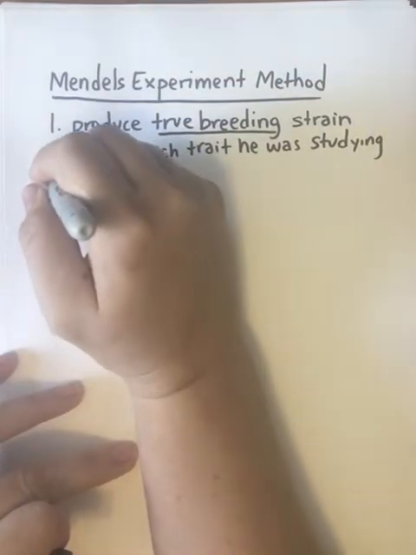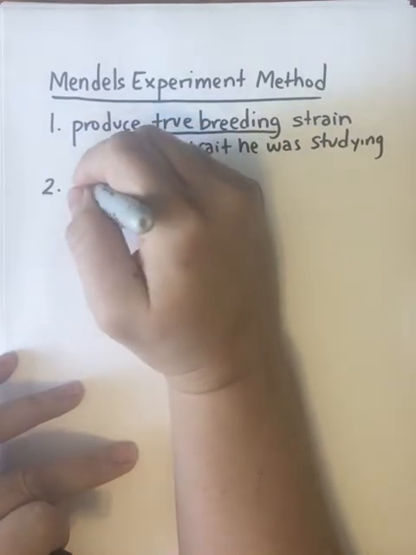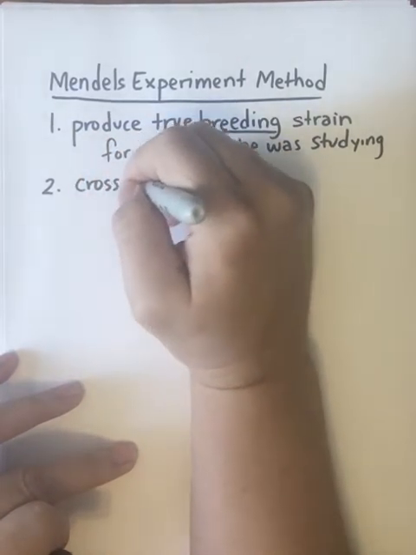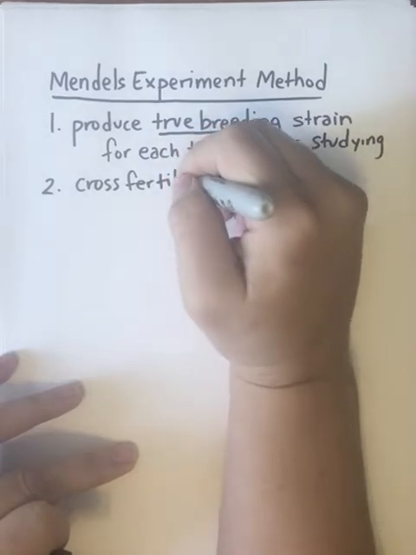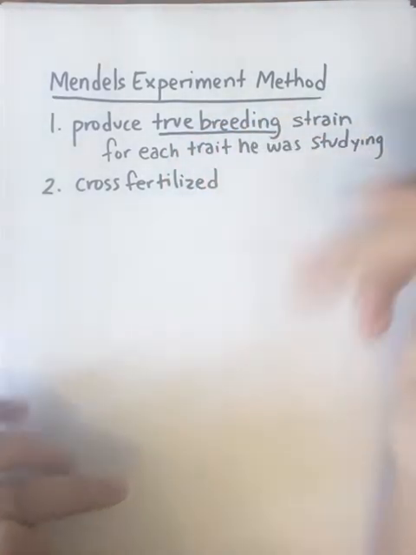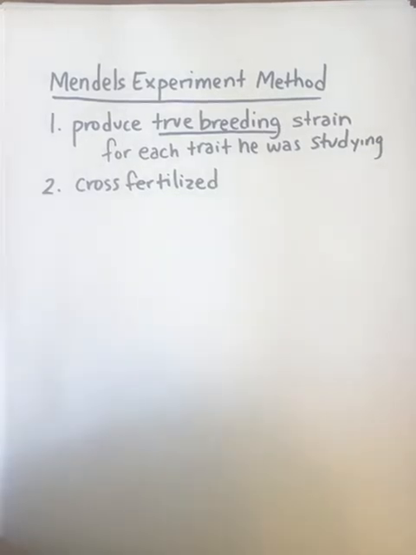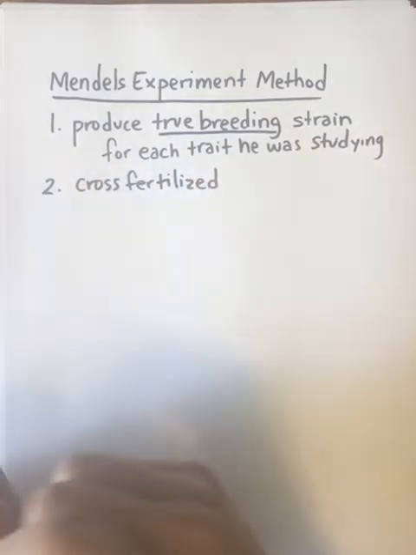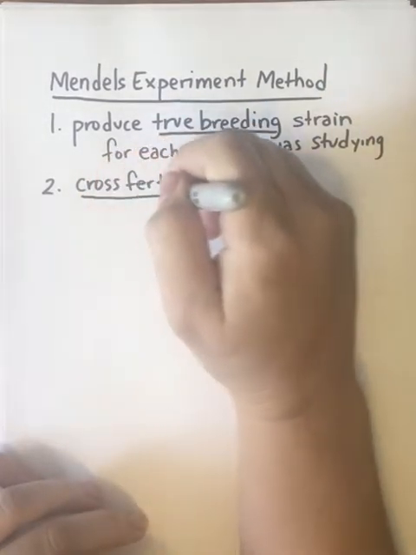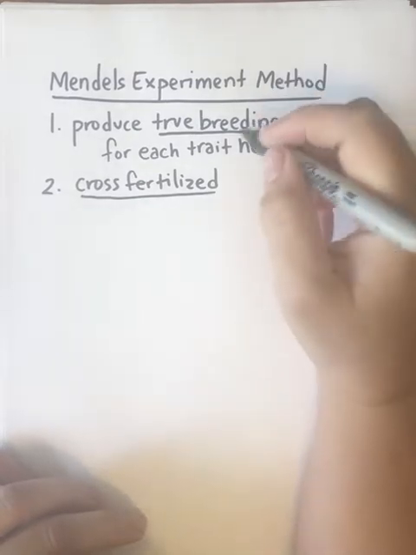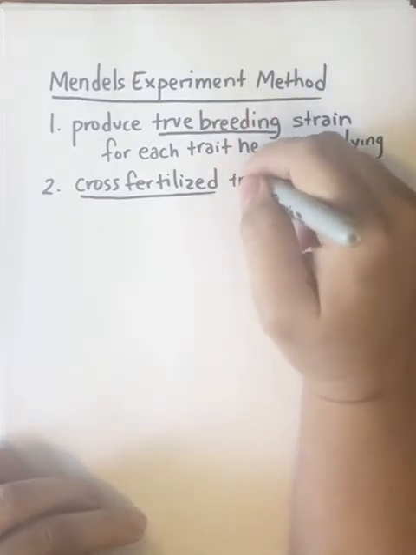The second thing is he cross-fertilized, and when you cross-fertilize, this is how you make hybrids. So let's just say he took a tall plant that every time it makes its own babies, it's going to make tall pea plants. And every time you take a short plant and it self-fertilizes, it makes a short plant. So what he did was he cross-fertilized. When you cross-fertilize, you cross-fertilize true breeding plants.